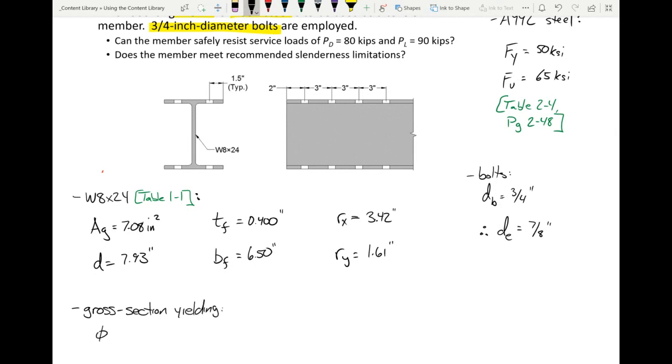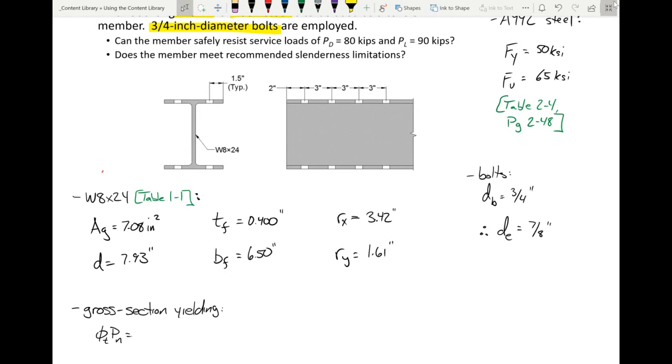So for gross section yielding, we're going to compute phi PN, and it equals something. All right, hold on. What? What did that say? I'm missing something.